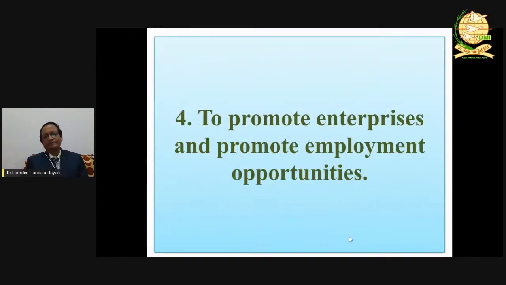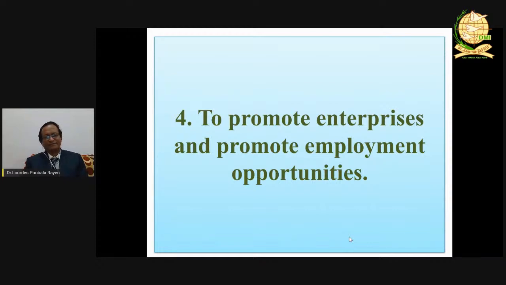Coming to the next objective, we need to promote enterprises and we need to promote employment opportunities also. One statistic shows that if you invest 10,000 rupees, I am saying this in Indian rupees, this is the statistics available in India, in a micro scale organization, you can employ one person. If you invest 1 lakh rupees in a big concern, you can employ only one employee.